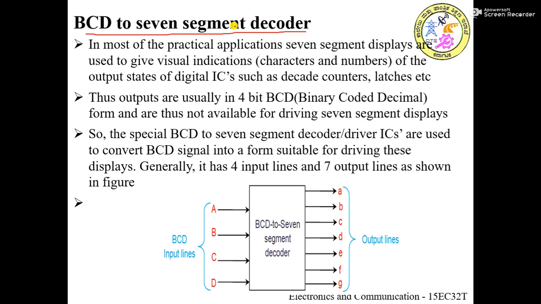Basically, whenever in digital electronics we are doing any practicals, the outputs are generally indicated by lighting the LEDs. You can see this in the digital trainer kit. So the outputs were indicated by lighting the corresponding LEDs in the binary form.